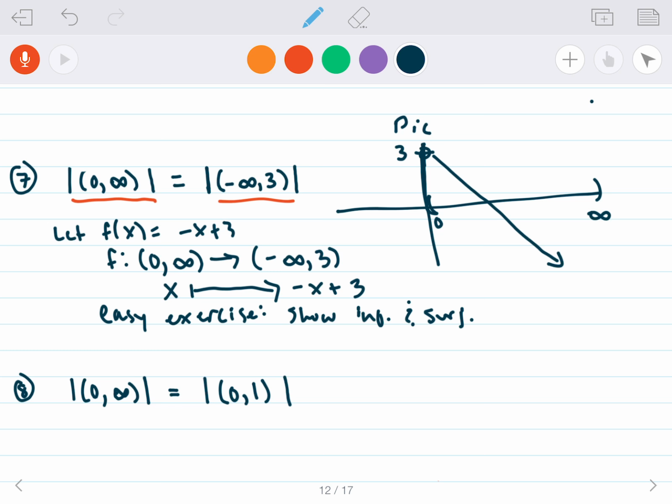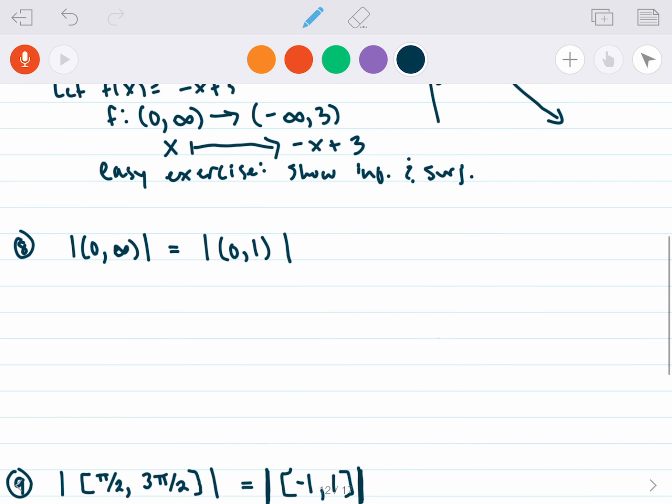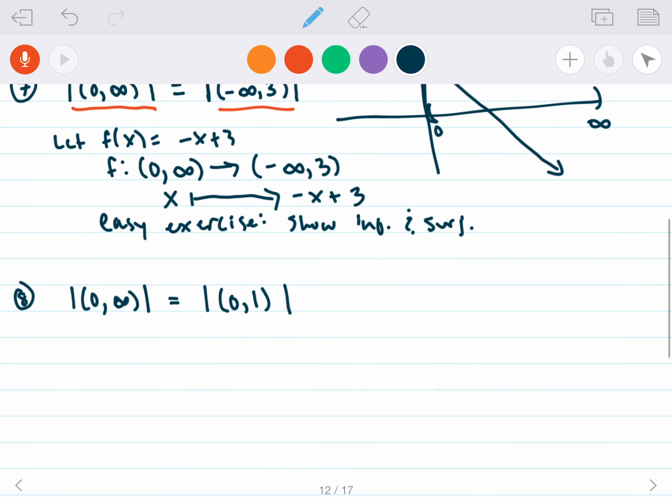Okay, so not too bad. What about this one? We want to match up a domain and range with these two intervals that we're given.